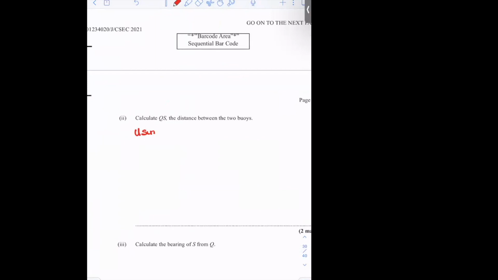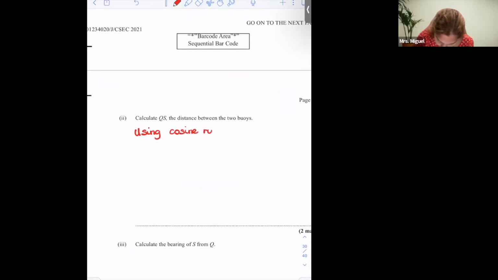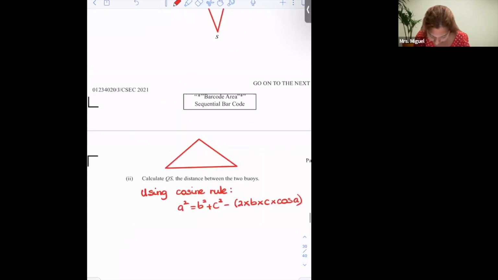So, using the cosine rule, let's write it. Let's get in the habit of writing it. So we remember, a squared is equal to b squared plus c squared minus 2 by b by c cosine A. So we could draw a simple sketch here rather than going back and forth in the question. We'll draw a simple sketch of the diagram here.